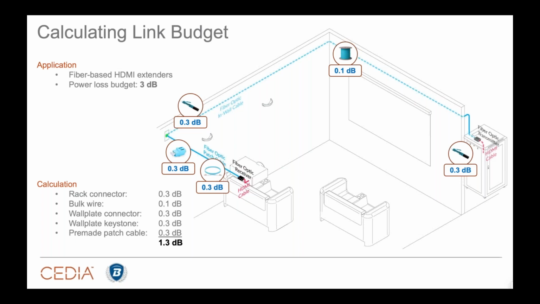Okay, we're distributing video. And because we're distributing video, we know we have a power budget of 3 to 5 dB. Okay, we want to make sure we don't exceed 3 to 5 dB in loss. We can look at this installation, the connectors, the cable, the wall plate, the patch cord, and we can calculate out the amount of loss, and it comes to about 1.3 dB. So if we can tolerate 3 dB of loss, we should be operating around 1.3 dB in loss. This should be golden. This should work just fine.